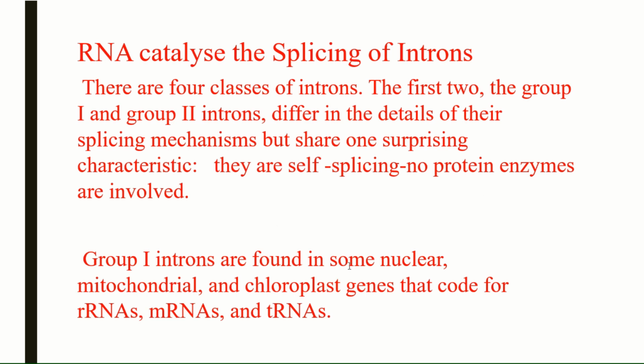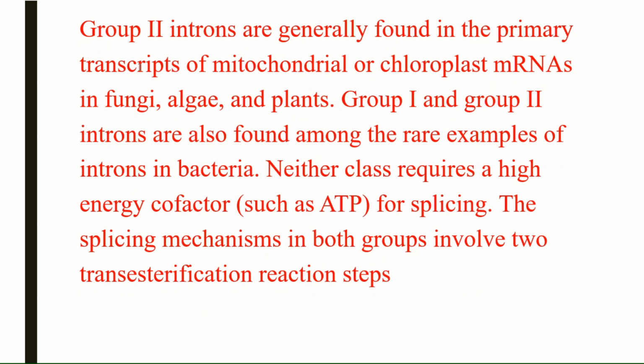Group 1 introns are found in some nuclear, mitochondrial, and chloroplast genes that code for ribosomal RNA, messenger RNA, and transfer RNA. Group 2 introns are generally found in primary transcripts of mitochondrial or chloroplast messenger RNA in fungi, algae, and plants. Group 1 and group 2 introns are also found among the rare examples of introns in bacteria. Neither class requires a high energy cofactor such as adenosine triphosphate for splicing. The splicing mechanism in both groups involves two transesterification reaction steps.